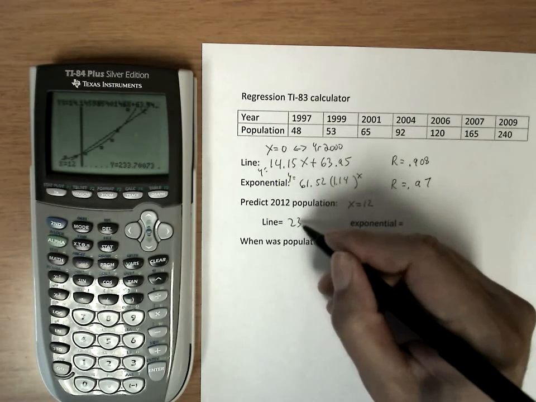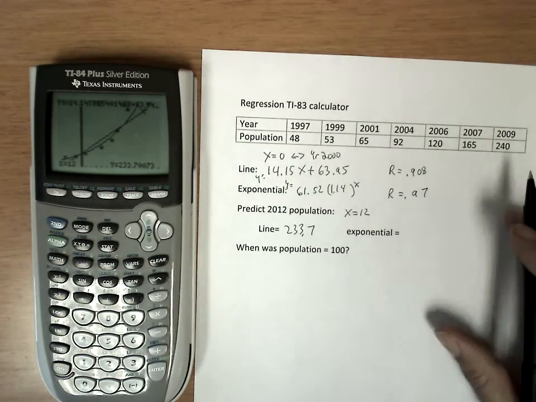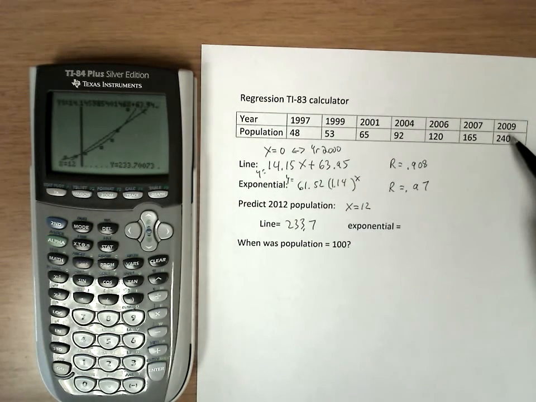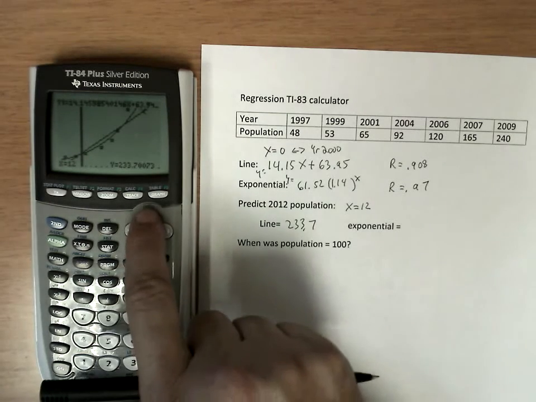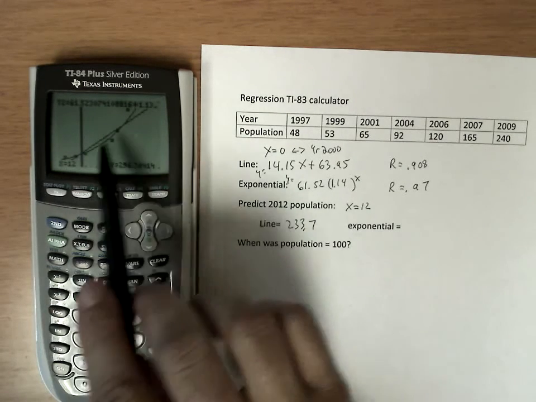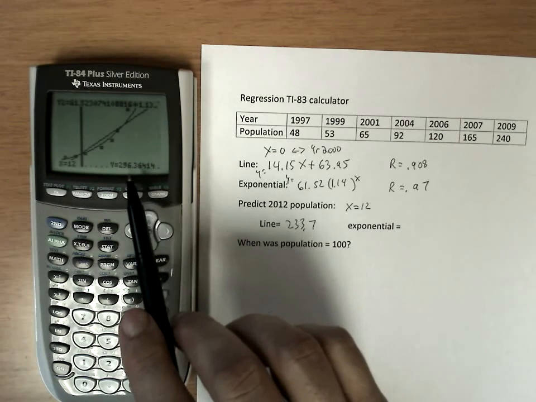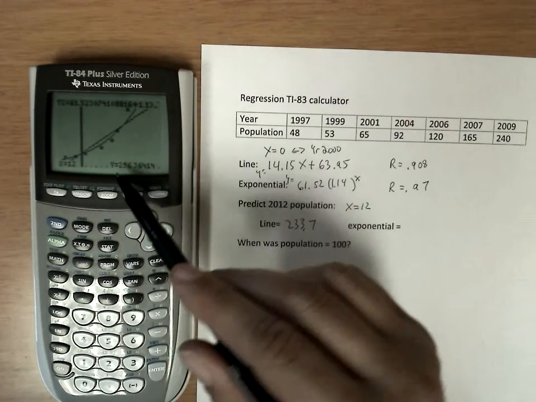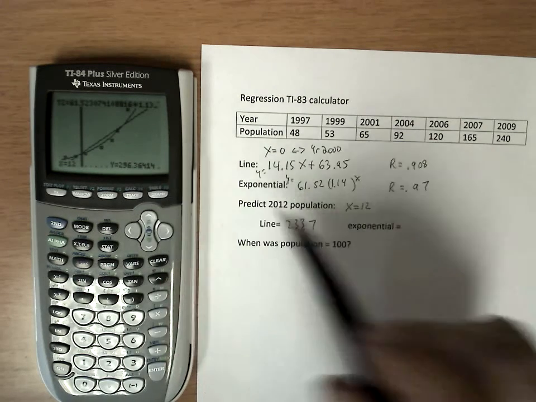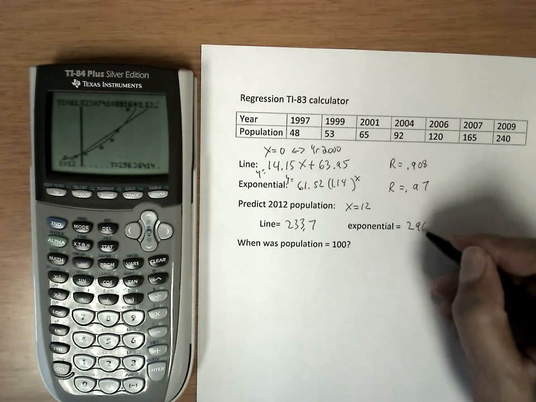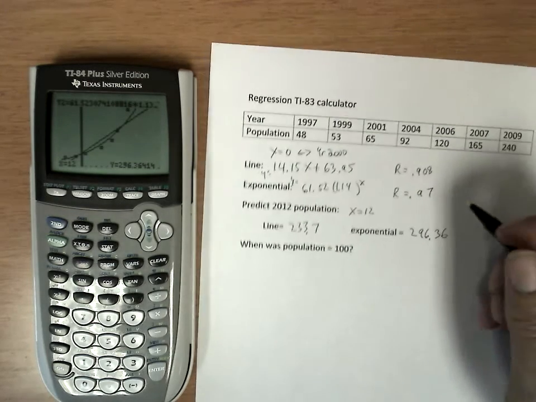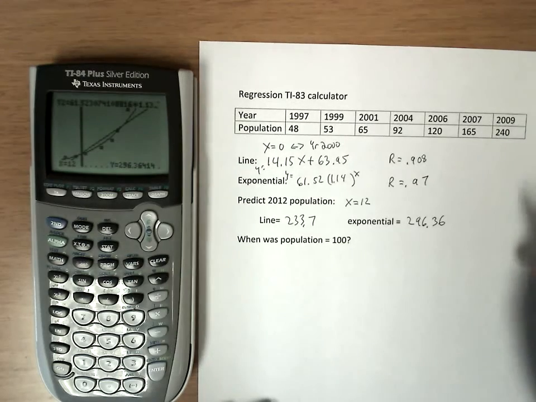Now, I don't know if I like that prediction terribly much because it's lower than the population actually was in 2009. If I press up, I continue to have x equals 12, but I've moved up to the exponential equation. And I'm off of my actual graph, 296.36. So we can use up and down arrows to move back and forth between the two graphs.